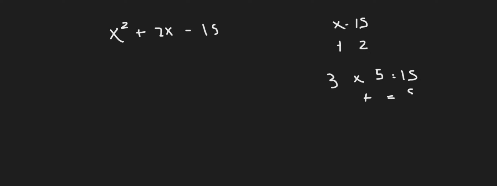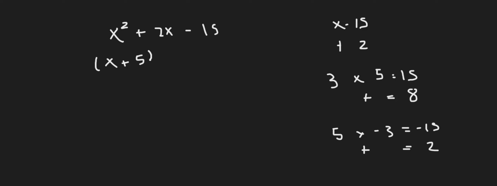3 and 5. That adds to 8 and multiplies to 15, so that's not correct. 5 and negative 3. That multiplies to negative 15 and adds to 2. So this is correct. So now we just have to write it down. X plus 5, x minus 3. And this has been fully factored now. Moving on.